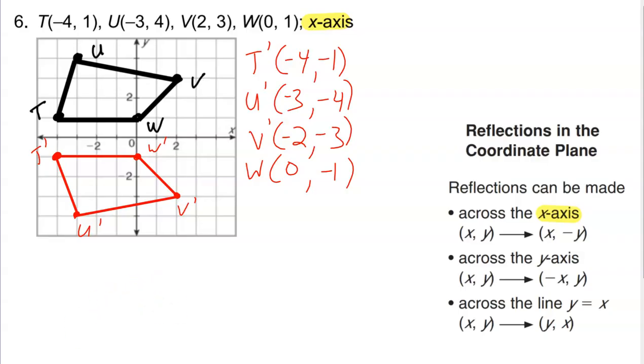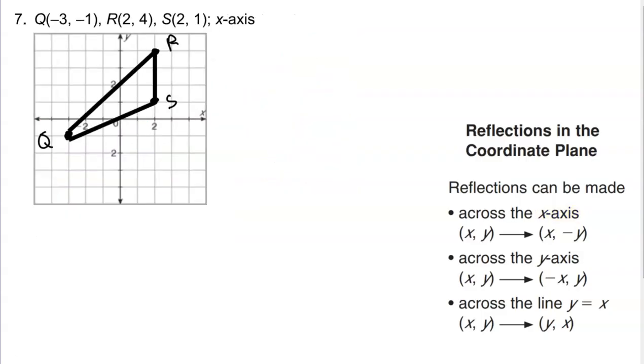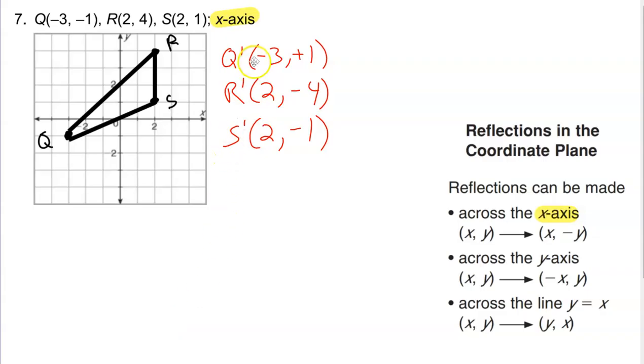All right, let's take a look at another example. Okay, so this one they want us to reflect again over the x-axis. Okay, so we got our points. One of these is on the negative side here, but that's going to be okay. So here's our new points.